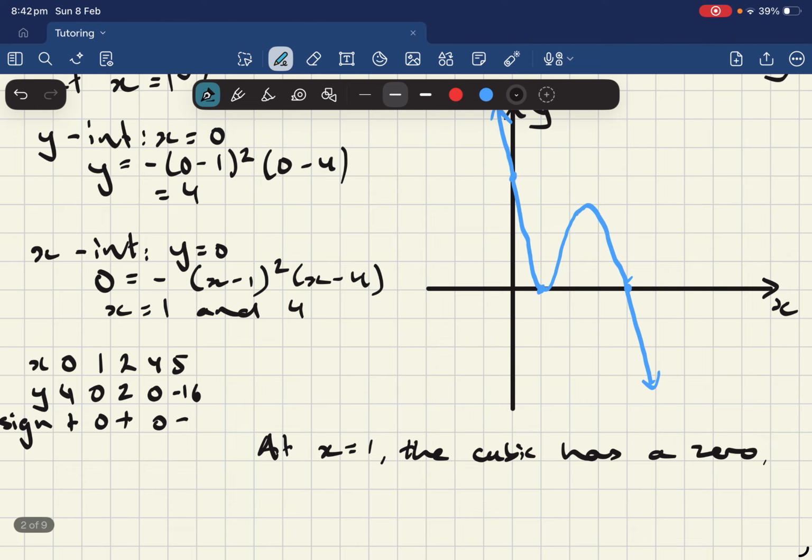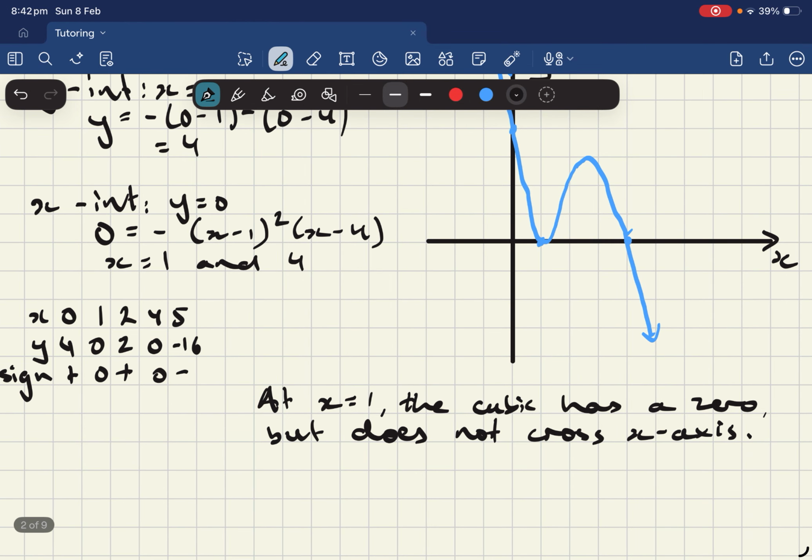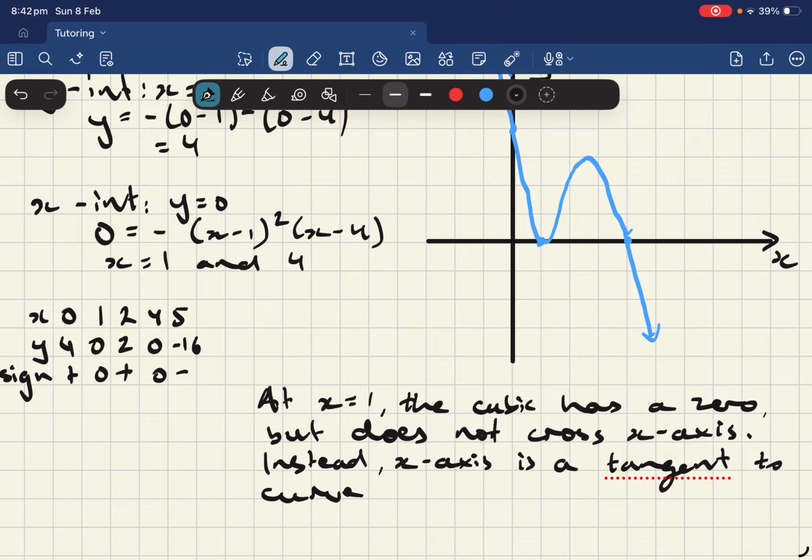It has a 0, but does not cross the x-axis. Instead, the x-axis is a tangent to the curve at this point. So it just touches it once, then it comes back up. So I'm going to write here instead, the x-axis is a tangent to the curve at the point (1, 0).